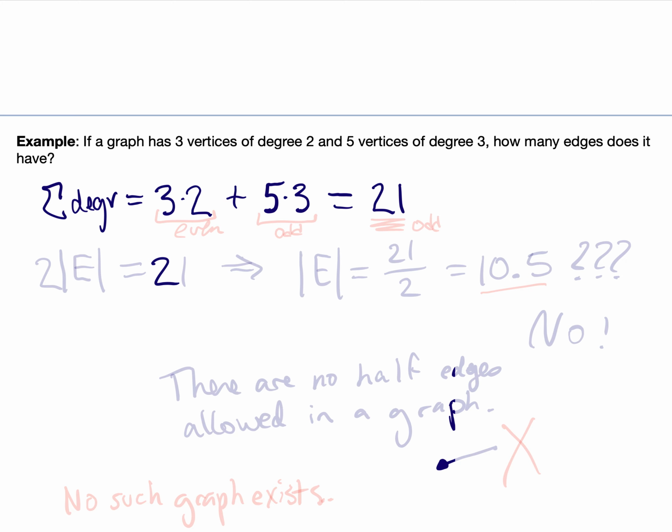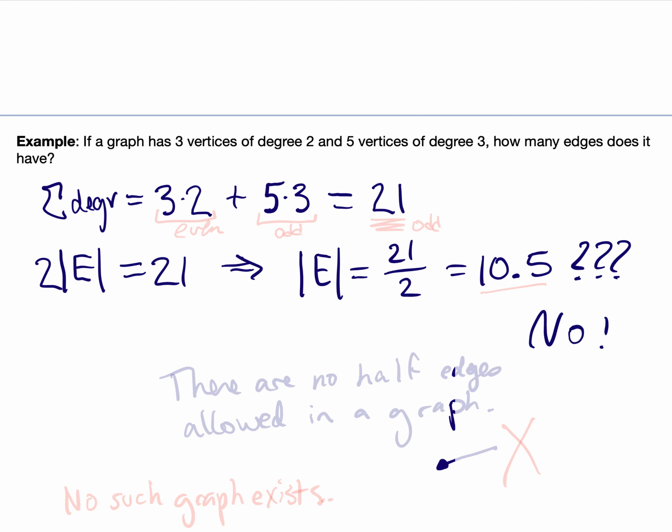And so we can again use that formula. The sum of the degrees of the vertices is equal to twice the number of edges. So 2 times the number of edges is equal to 21. Again, we can divide both sides of the equation by 2. And so the number of edges is 21 divided by 2, which is 10.5. Okay, is that an acceptable answer? No, it isn't. We cannot have half an edge.